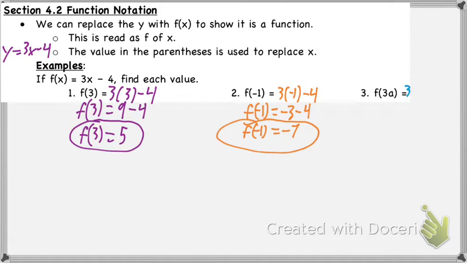So I'll write 3 times 3a minus 1, or minus 4, excuse me. I'm going to replace whatever is in the parentheses for x. So what is 3 times 3a? 9a. So f of 3a is equal to 9a minus 4. Now, can we combine 9a minus 4? No, why not, Reagan? They're not the same variable, so they're not like terms. So f of 3a is just equal to 9a minus 4, and we leave our answer like that. We can't combine anything more.